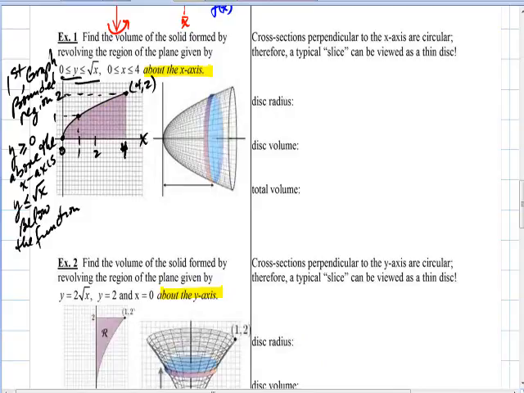Okay, sorry about that. Let's get back into it here. So what you're going to do is take this bounded region that's given by the conditions in the problem. We're between 0 and 4. We're below the function here. We're above the x-axis. And what you want to do is revolve it around the x-axis. So we're going to revolve it this way.